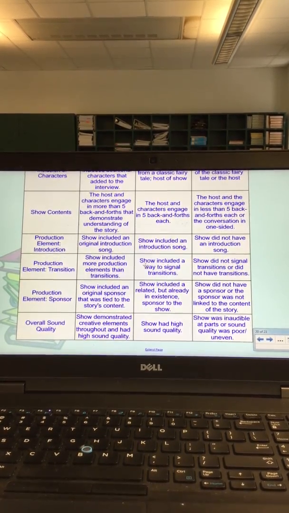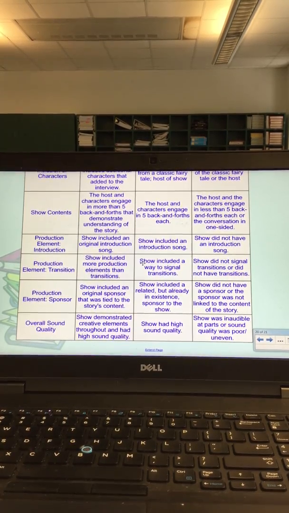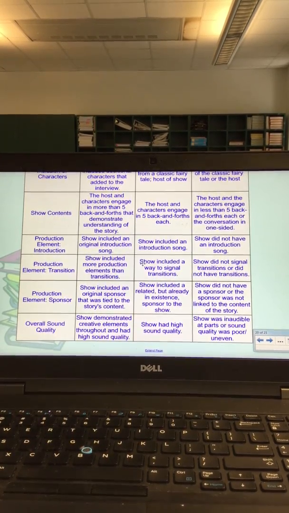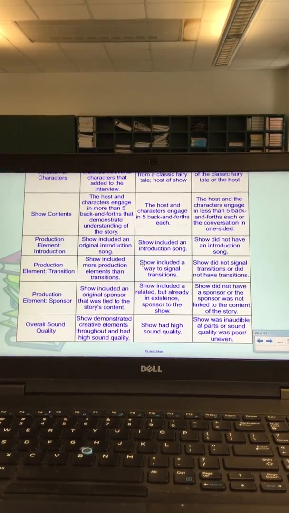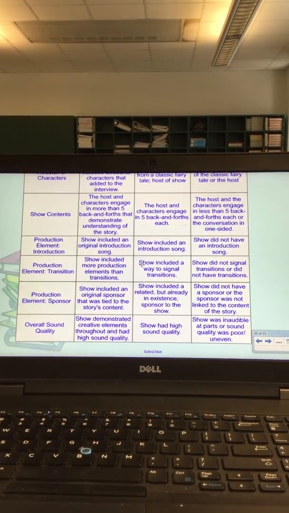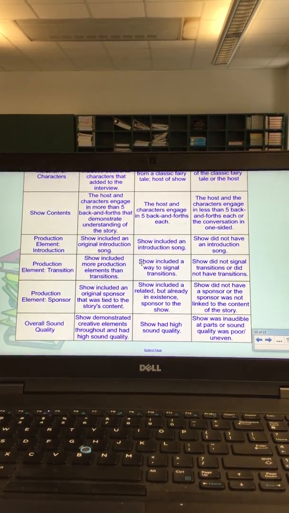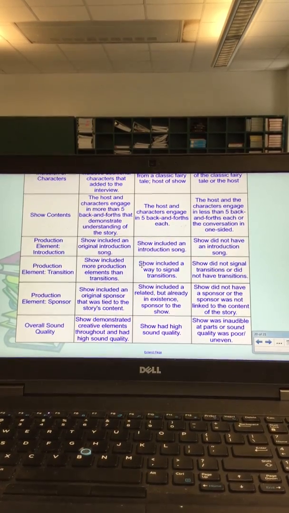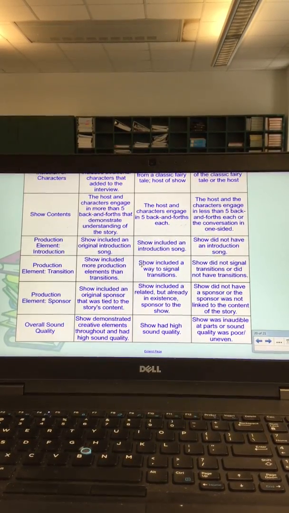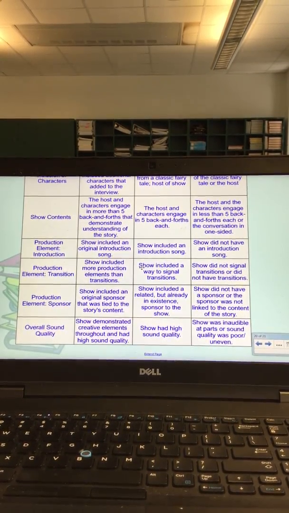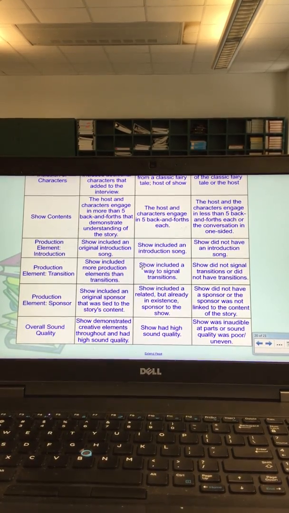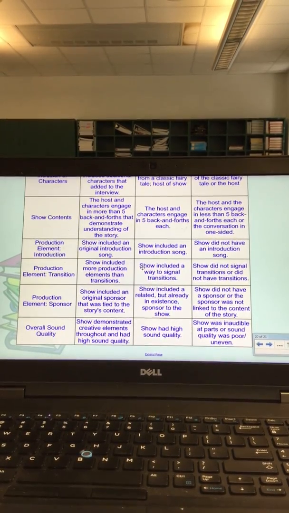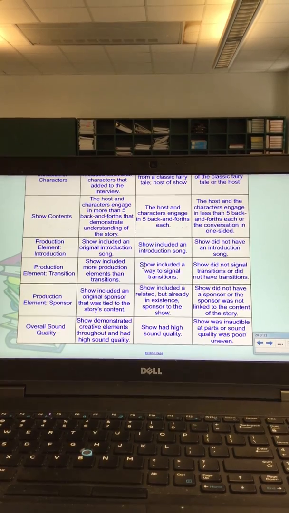Then the transition. So to signal the transition from the talk to the commercial break and then back, students need some sort of sound to transition, to show that they're transitioning between the different parts of their show. This could just be something spoken. This could be a sound. This could be a song, just anything that represents a transition.